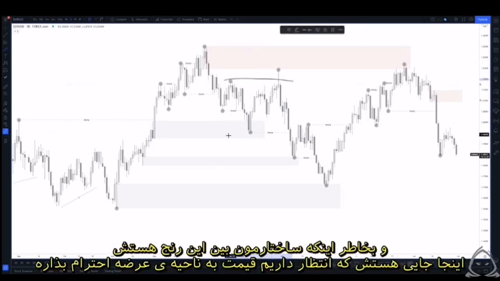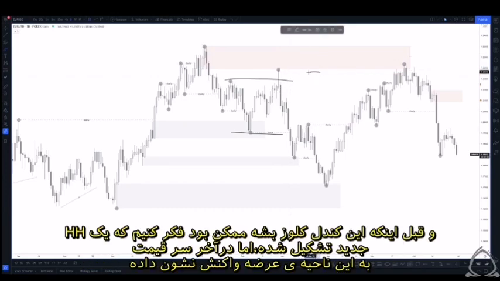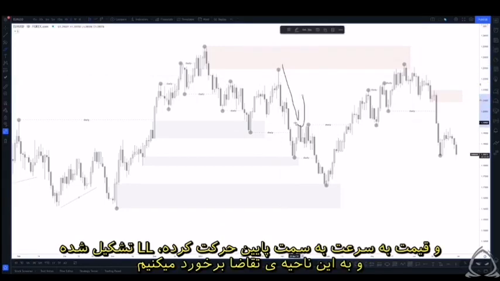And because our market structure is between this range, this is where we're anticipating price to either respect the supply zone within this bit of price action to create a lower low, or if demand is going to pick up, we're expecting a higher high. Initially, before this candle closed, we may have thought that we created a higher high, but what we ended up doing is tapping into this supply zone and moving to the downside quite rapidly, creating another lower low.